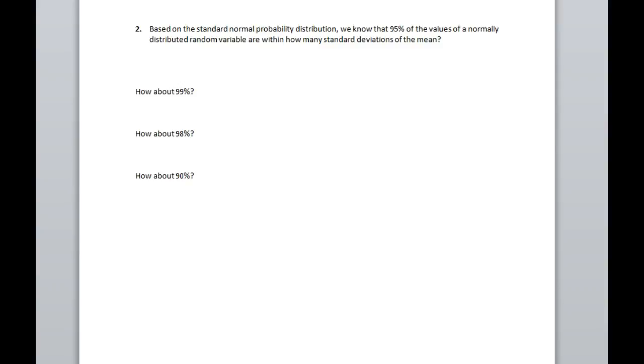Based on the standard normal probability distribution, we know that 95% of the values of a normally distributed random variable are within how many standard deviations of the mean? We actually just did this in our last video. We found this number to be 1.96. That's our z value. That means that 95% of the values are within 1.96 standard deviations about the mean, so plus or minus 1.96. Okay?